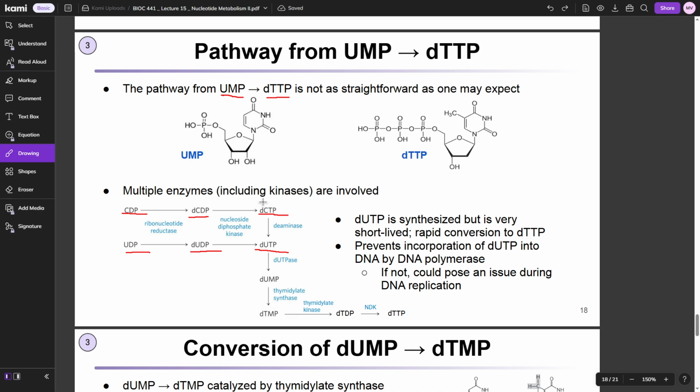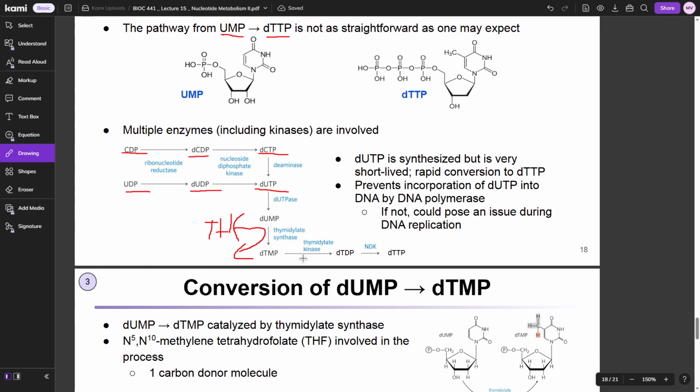And this right here, if I'm not mistaken, uses THF, or tetrahydrofolate, which is I think 5,10-methylene tetrahydrofolate, a cofactor that drops or dumps methyl groups onto their substrates. Once you make dTMP, you use thymidylate kinase to phosphorylate to dTDP, and then NDK to make dTTP.